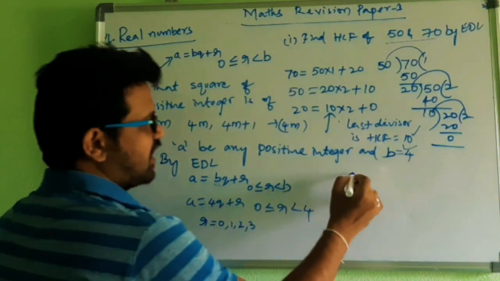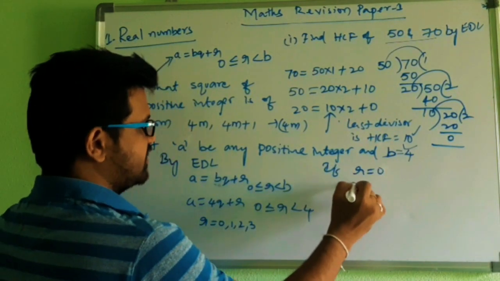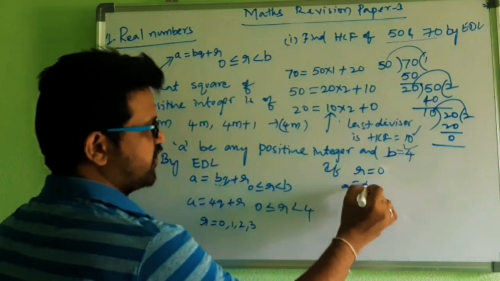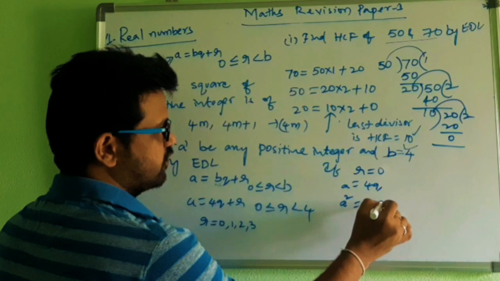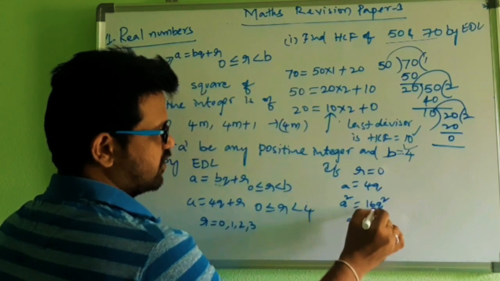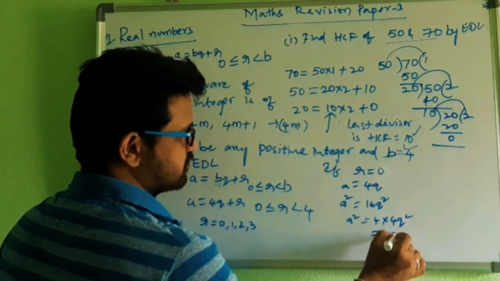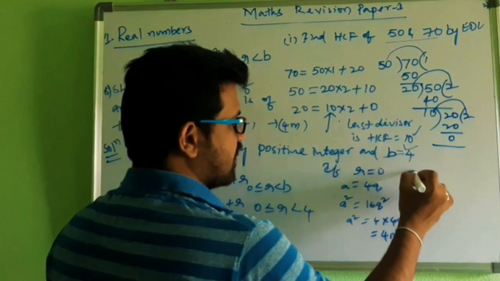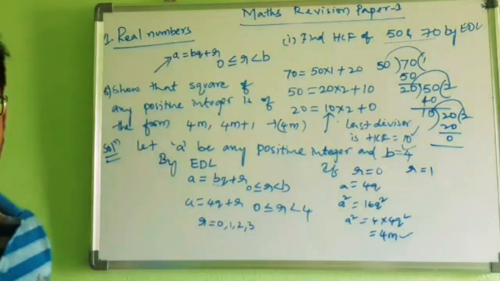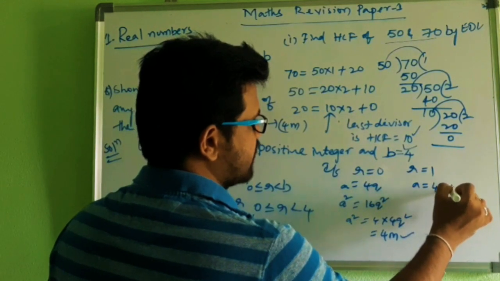If you take r equal to 0, then a is equal to 4q plus 0, that is 4q. Now squaring on both sides, a square is equal to 16q square. We can write this as 4 into 4q square, that is 4m. We got it. Next, r is equal to 1. Then a is equal to 4q plus 1.